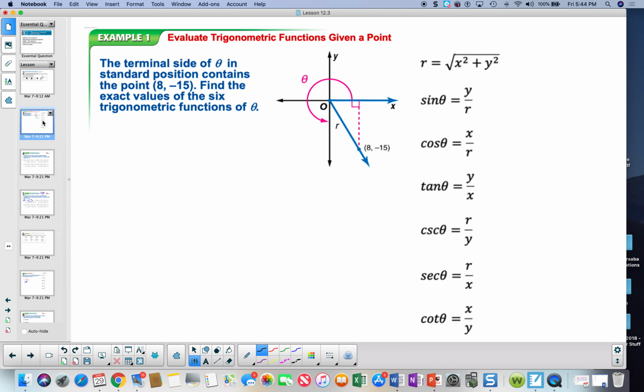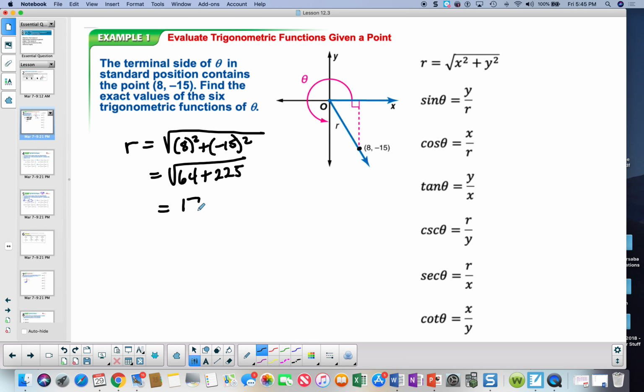Okay, let's practice finding the 6 trig functions for this point right here. The first thing we want to do is figure out the radius. So r is equal to the square root of x squared plus negative 15 squared, which is the square root of 64 plus 225, and the answer is going to be 17. I know this because this is a triple: 8, 15, 17.